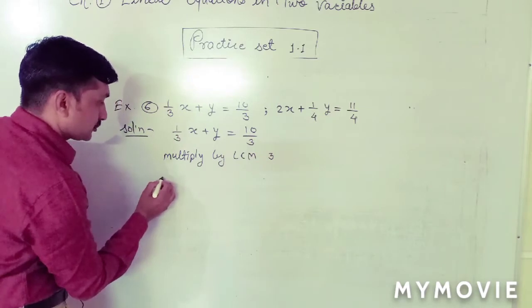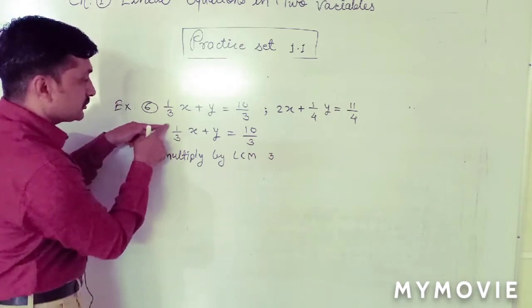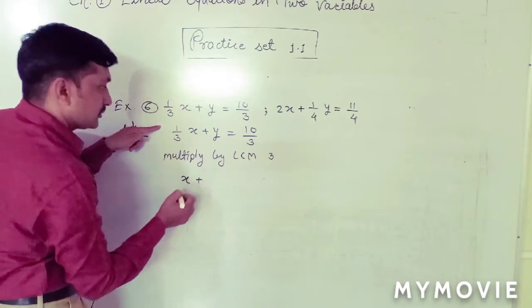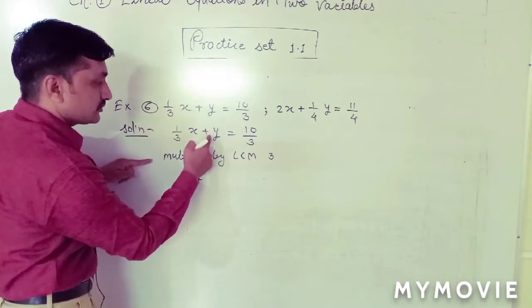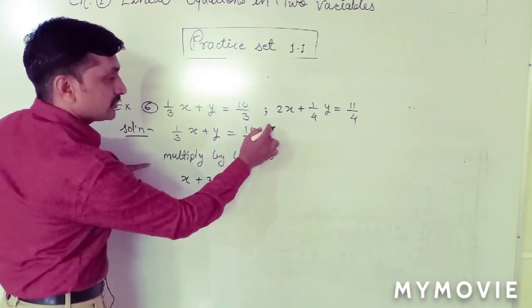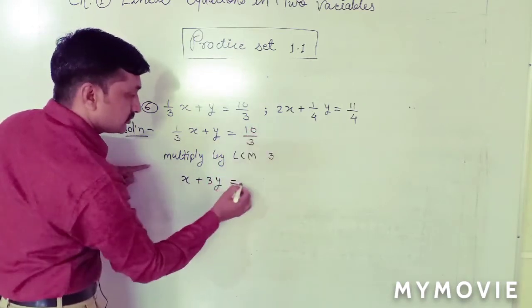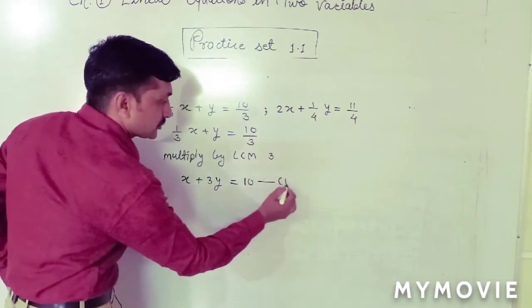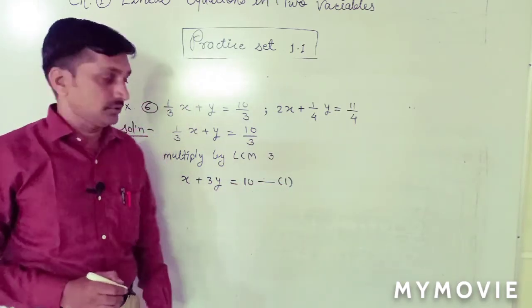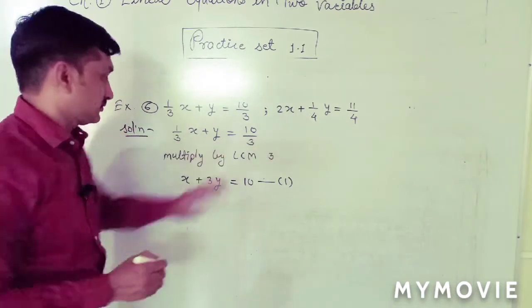Then we get the equation. If we multiply by 3 here, 3 will get cancelled. x is left, plus, if you multiply by 3 here, it is 3y, is equal to, if you multiply by 3 here, 3 cancels, 10, and give here number 1. We got a simple equation. Same for this one.